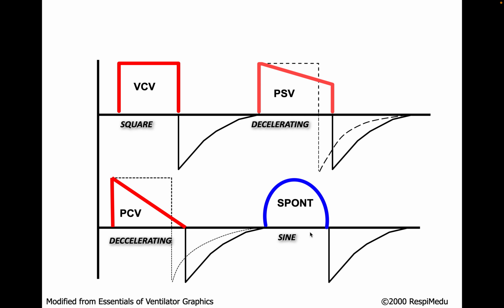So just at a glance, if you look at the flow time scalar and you identify any of these patterns, you can know which form of ventilation, or which mode of ventilation, the patient is on.